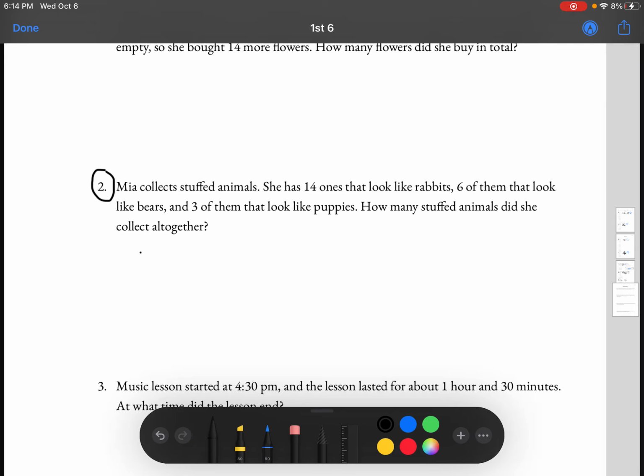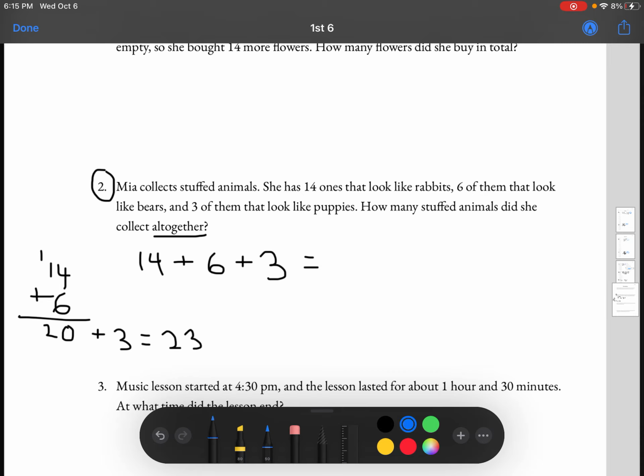So she has 14, and she has 6, and she has 3. And since they're asking for altogether, we are adding. So if we add, we get 14 plus 6. 4 plus 6 is 10. Carry the 1, 2. So 20, and then you add 3 and you get 23. So that means she has 23 stuffed animals.